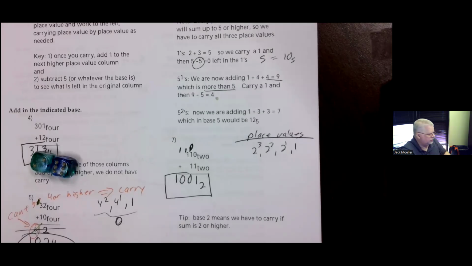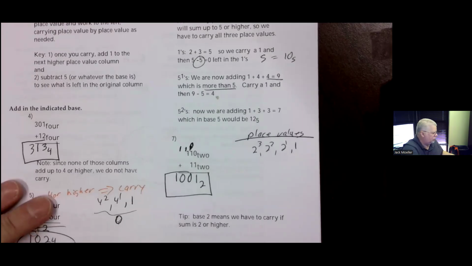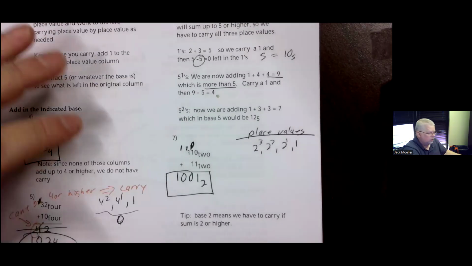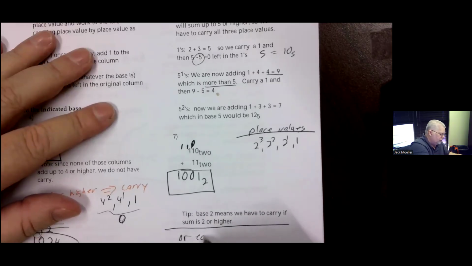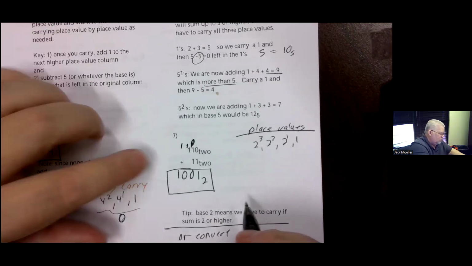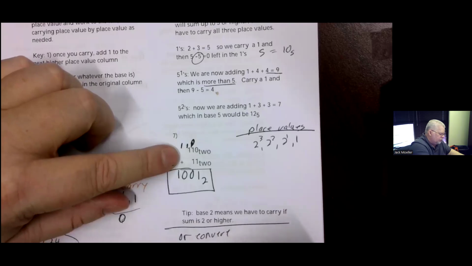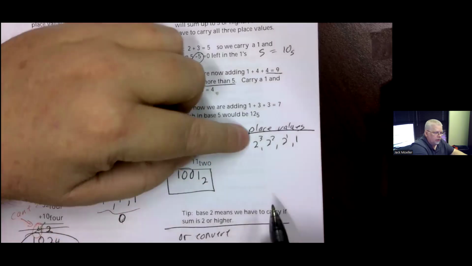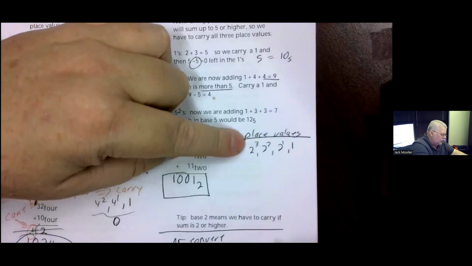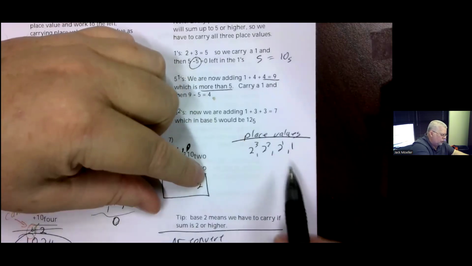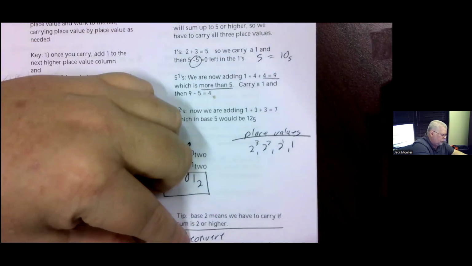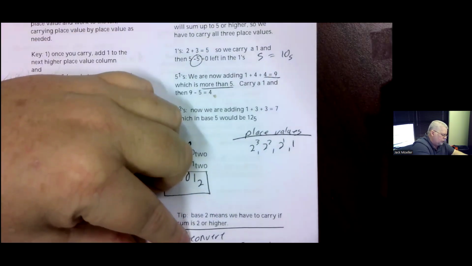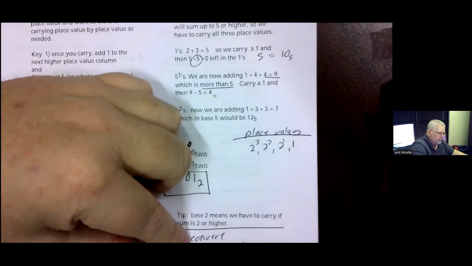All right. Now, since this one's a little bit shorter, let me show you what would happen if all this borrowing and carrying isn't working for you. What you could do is convert. So 110 base 2. This is where we need the place values for converting. So that's the third one, so 1, 2, 3. So that would be 1 times 2 squared plus 1 times 2 to the first plus 0. So it would be 4 plus 2 plus 0, which is 6 in base 10.